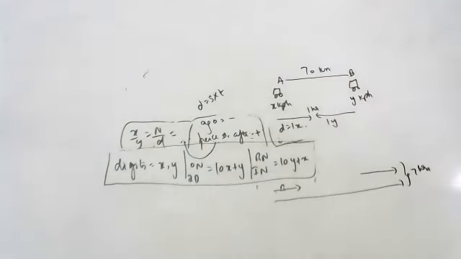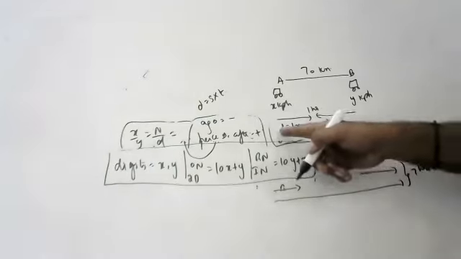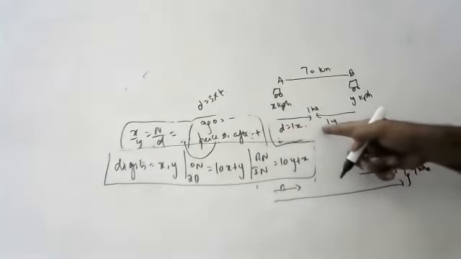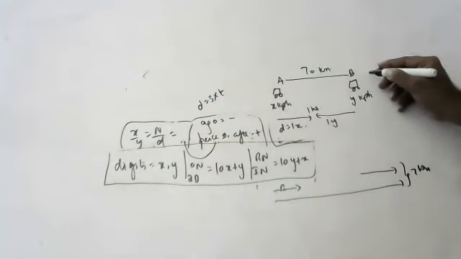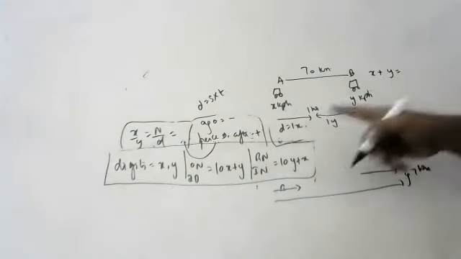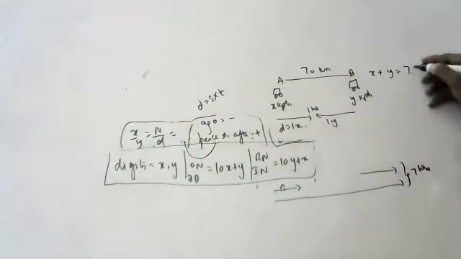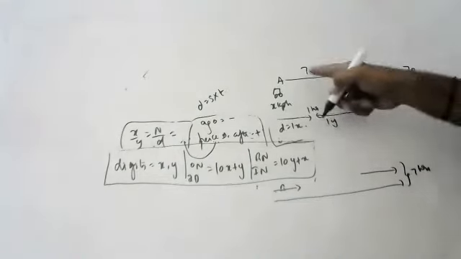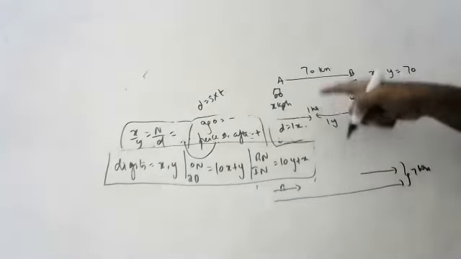Okay, so in 1 hour this fellow is traveling 1x, and in 1 hour this fellow is traveling 1y. Can anyone tell what 1x plus 1y is equal to? This is distance, this is distance. This plus this is 70.